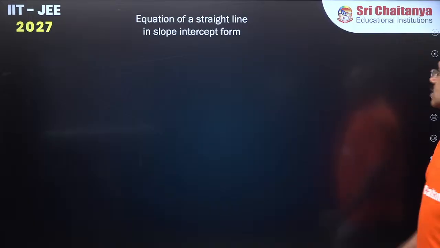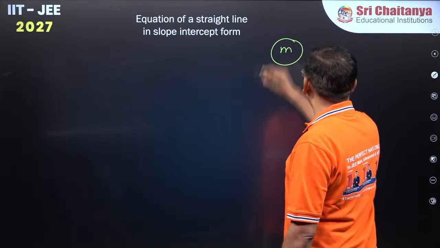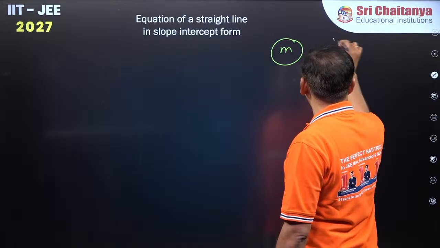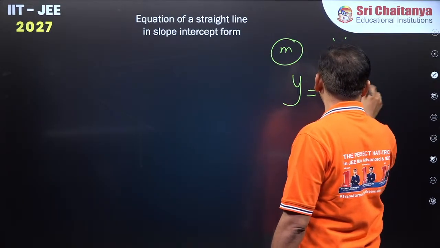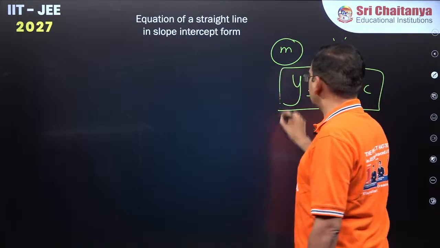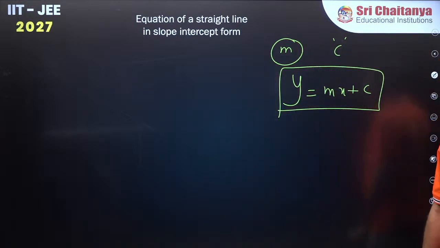slope-intercept form. Suppose there is a line with slope m and intercept c. In this case, the equation of the line is y is equal to mx plus c, dear students. If the slope is m and the intercept is c, it is y is equal to mx plus c.